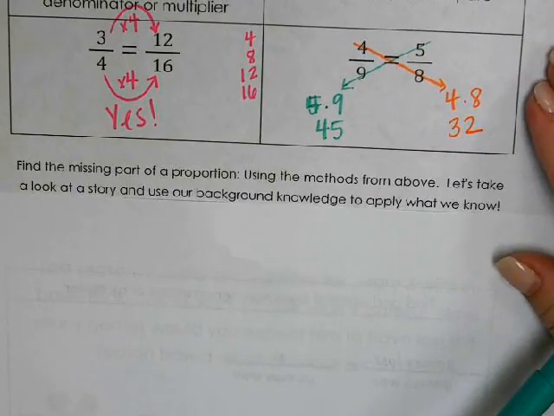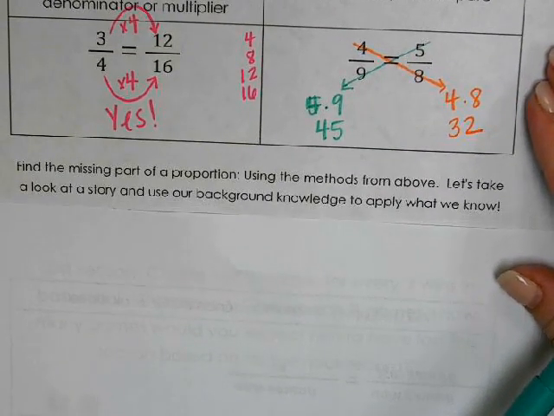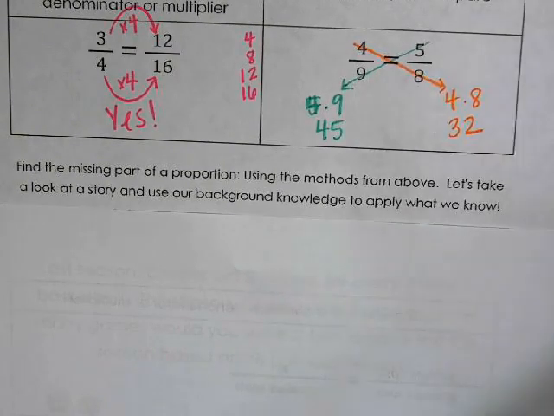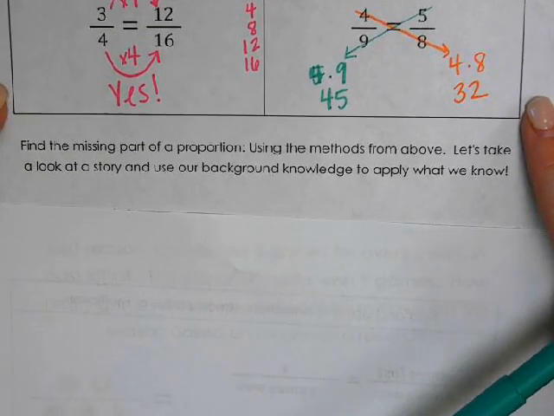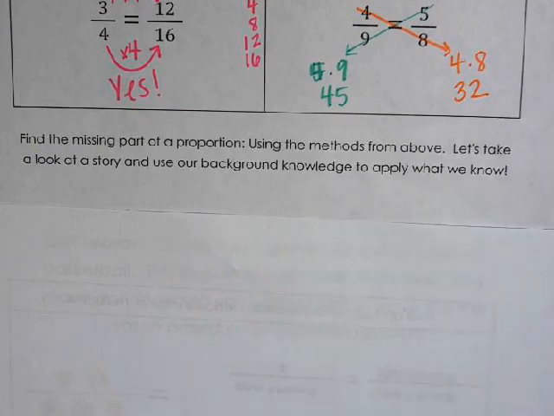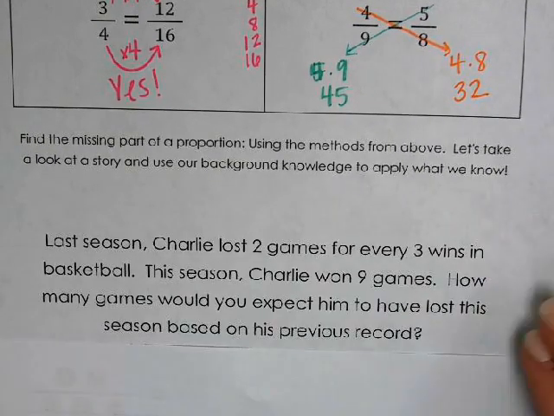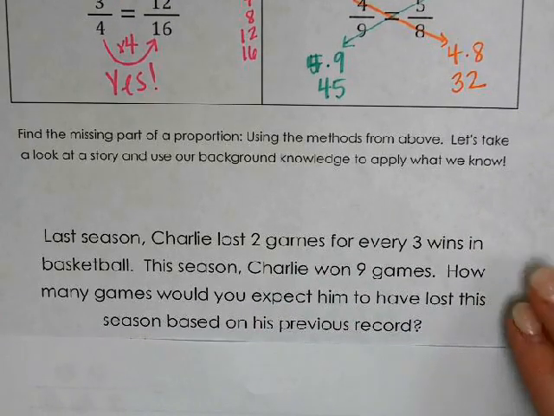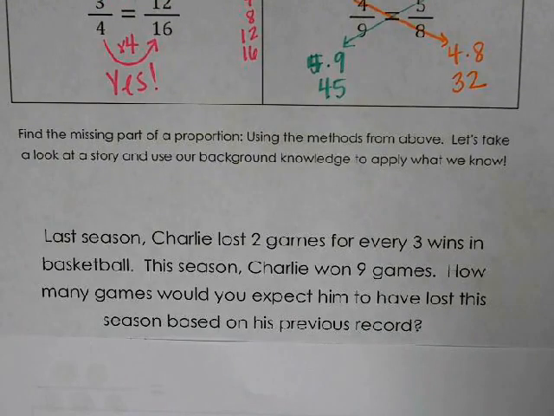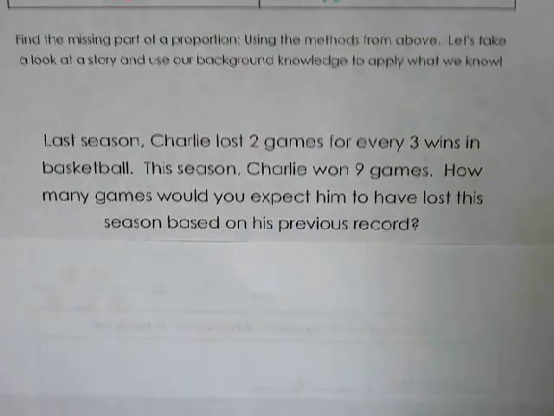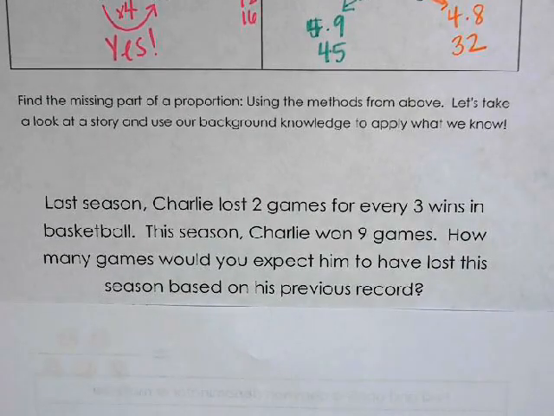Now, when we're finding the missing part of a proportion, we're going to use one of the methods above, but first let's take a look at a story and see how we can use our background knowledge to apply. The story is, last season Charlie lost 2 games for every 3 wins in basketball. This season Charlie won 9 games. How many games would you expect him to have lost this season based on his previous record?